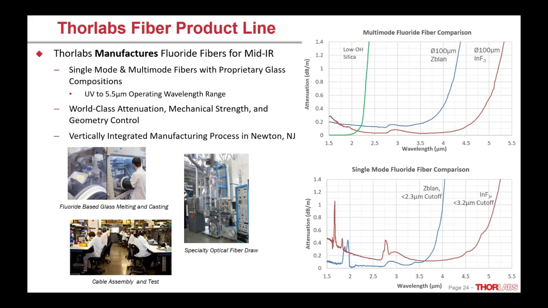We also manufacture, in a completely vertically integrated way, fluoride glass fibers for the mid-IR. So we start with raw materials, make our own preforms, draw them into fiber. We characterize them, and we even make them into cables, all under one roof, again here in Newton, New Jersey. We make a full line, including multimode and single mode fibers with these fluoride glasses.